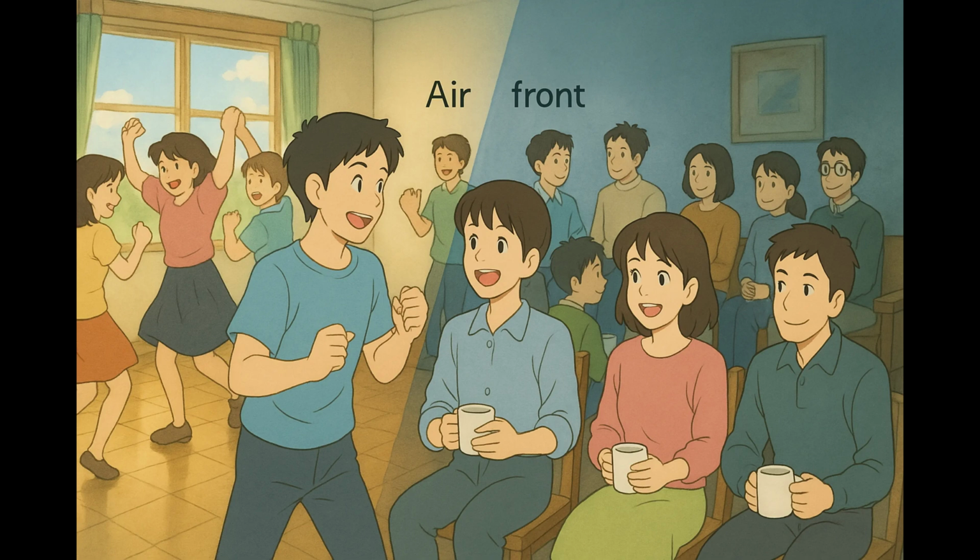Just like how the dancing enthusiasts and the chatty sitters create a noticeable divide at the party, an air front is the boundary where warm, energetic air masses meet cooler, more stationary ones. In this analogy, the dance floor represents the warm, active air mass. The sitting area symbolizes the cooler, calm air mass, and the boundary where they meet is the air front, much like the line dividing the dancers from the sitters.